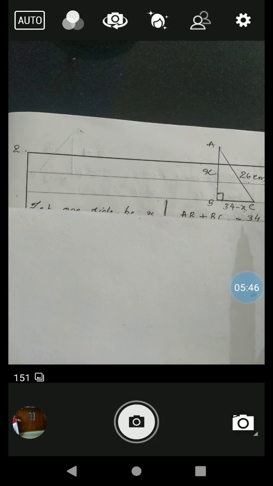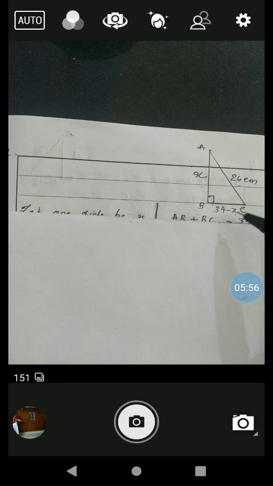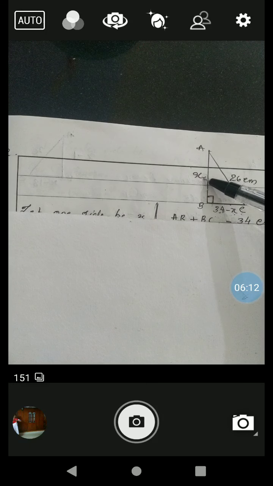And the sum of the other two sides is 34 centimeter. Let's assume one side as x. Therefore, what is the other side? That is 34 minus x. Sum of these two is 34. Therefore, the other side is 34 minus x. Here also we need to find the lengths of its sides. Therefore, we want to find x.